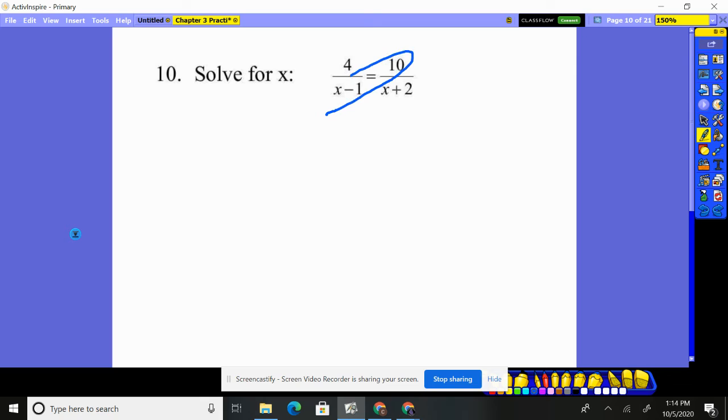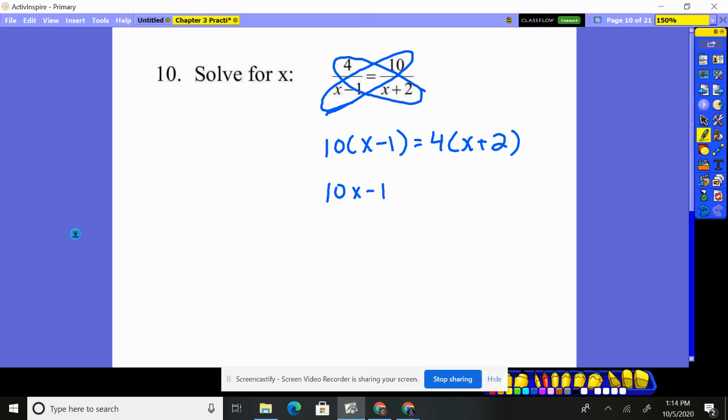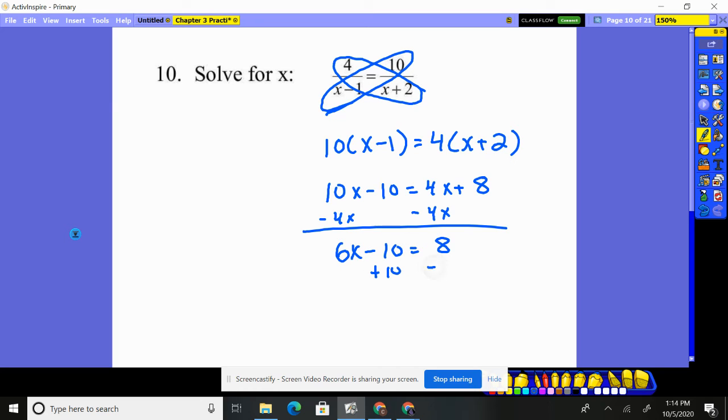Same thing. Means extremes. 10 times the x minus 1 equals 4 times the x plus 2. Distribute through, I'll get 10x minus 10 equals 4x plus 4 times 2, 8. 6x take away 10 is equal to 8. Let's add our 10 to move it back over. 6x equals 18, comes out pretty. 3.